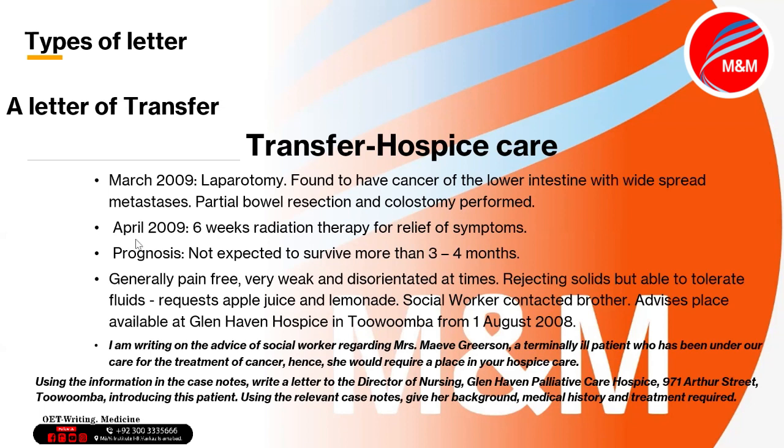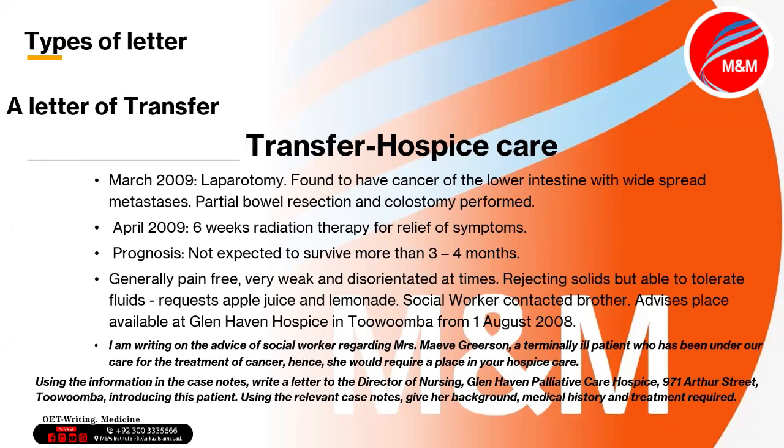So when we read these case notes, there is a patient who has cancer with widespread partial bowel resuscitation and colostomy performed. 6-week radiation therapy being done. Prognosis not expected to survive more than 3 to 4 months. Generally, he's pain free, very weak, disoriented, rejecting solids but able to tolerate fluids. Requests apple juice and so on. So these points are more important for the hospice care. So when we read the case notes, these are the chunks of the case notes.